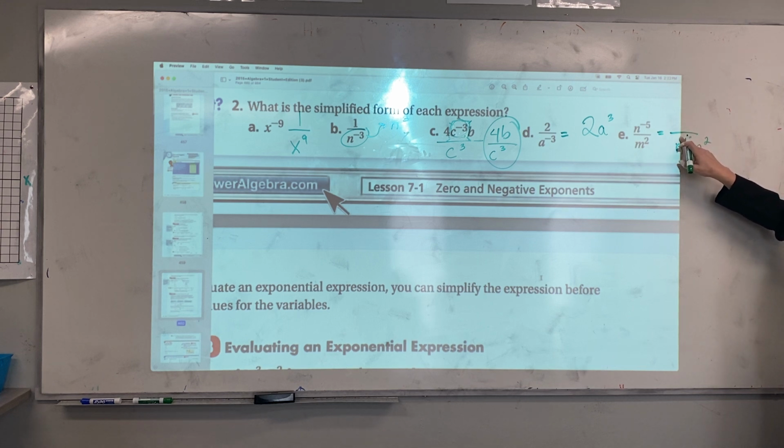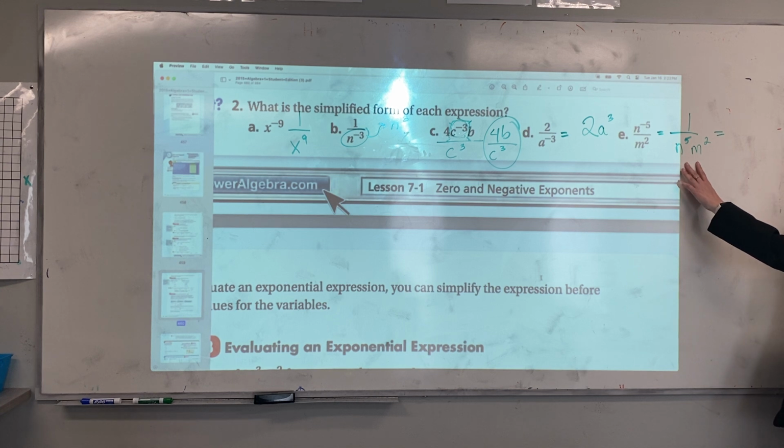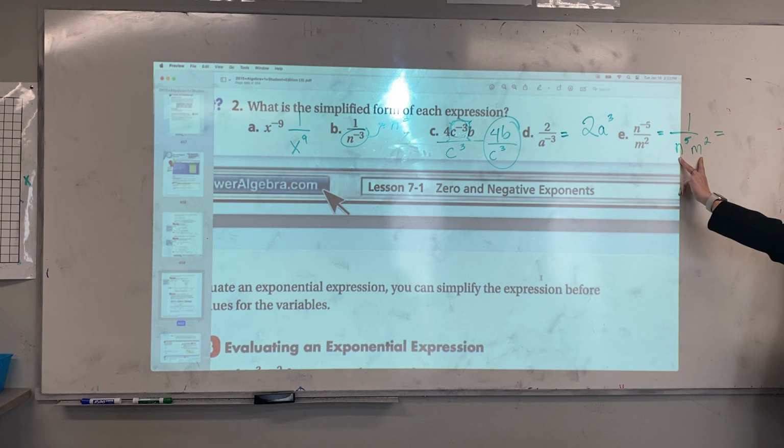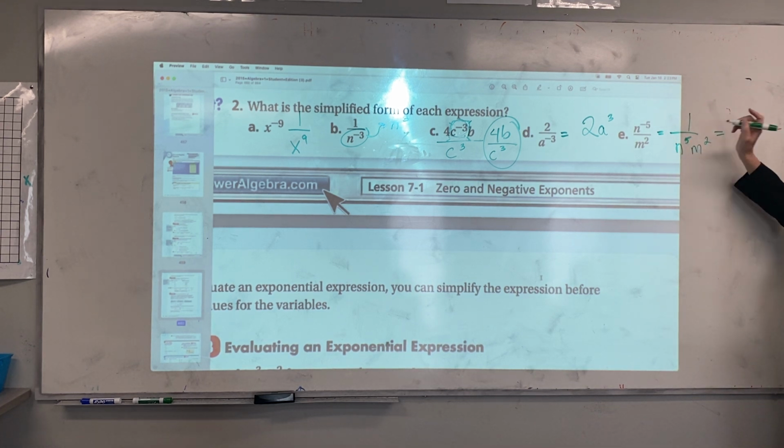Now what's in the numerator? 1. Now, the only thing that I'm going to change about this, and there's nothing wrong with the value here, I'm just gonna switch these because every time we write an algebraic expression with multiple variables, we want them in alphabetical order. It's just to keep things organized. L-M-N-O-P, so it would be 1 over m squared and n to the fifth.